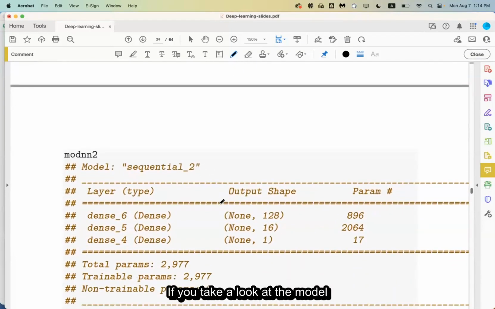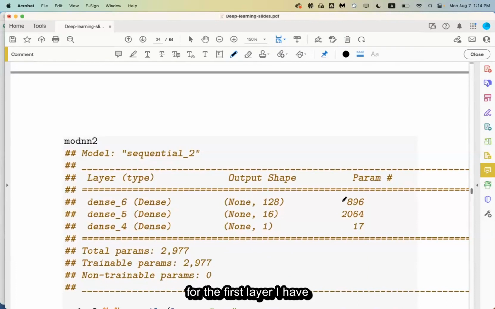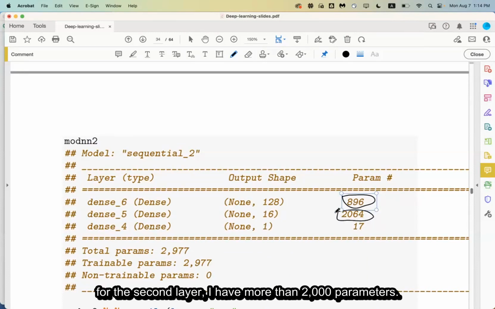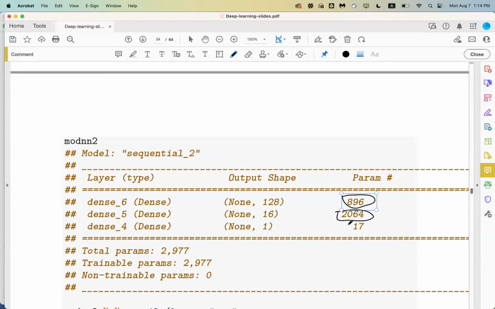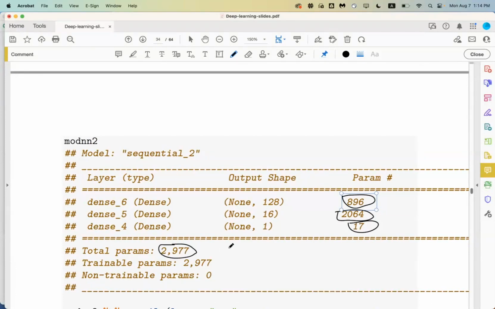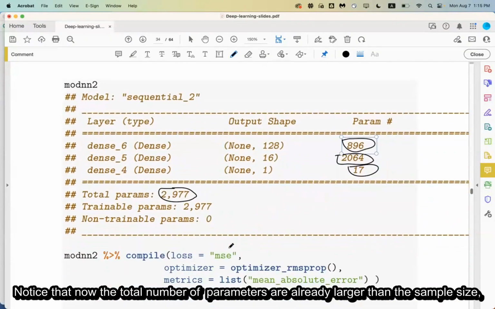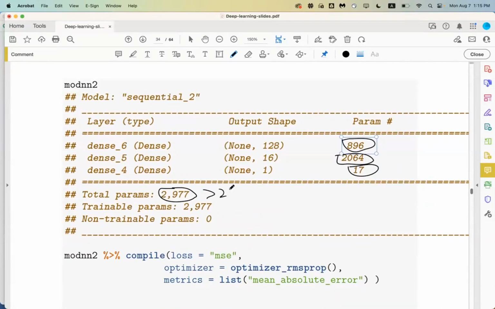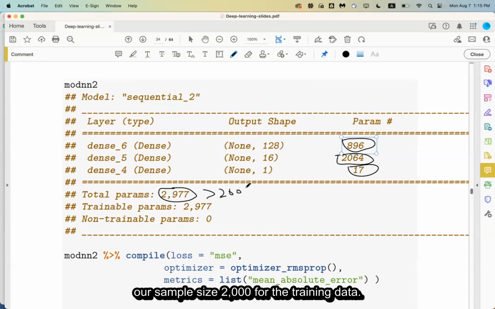If you take a look at the model, for the first layer, I have about 900 parameters. For the second layer, I have more than 2,000 parameters. And for the third layer, I have 17 parameters. So this is the total number of parameters. Notice that now the total number of parameters is already larger than the sample size. Our sample size is 2,000 for the training data.